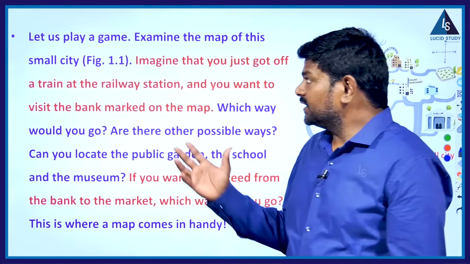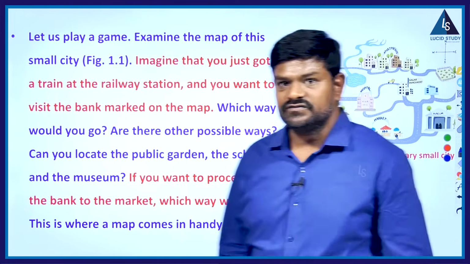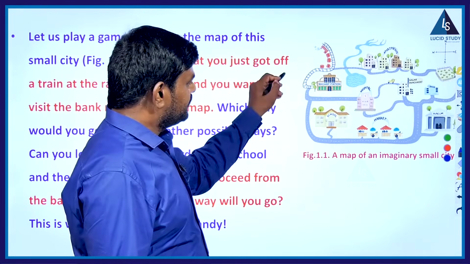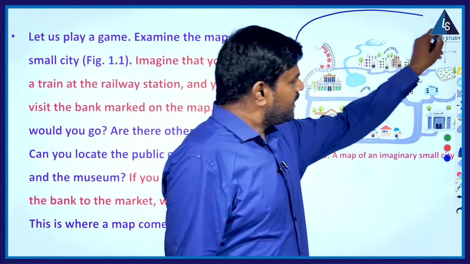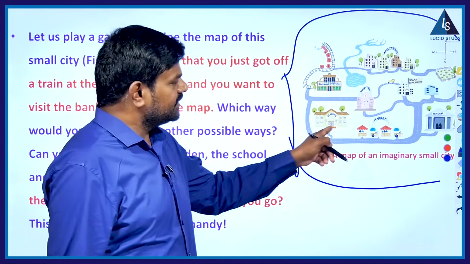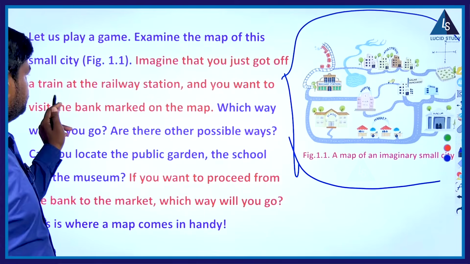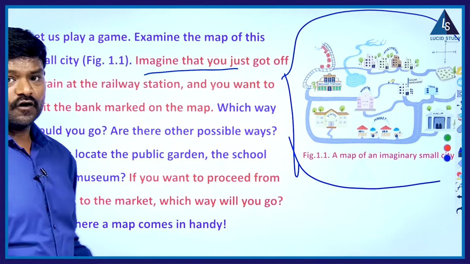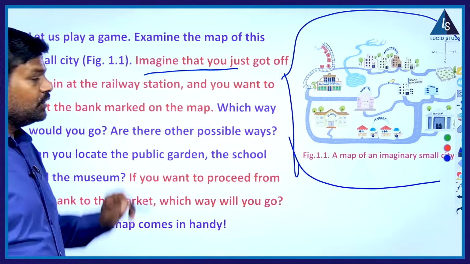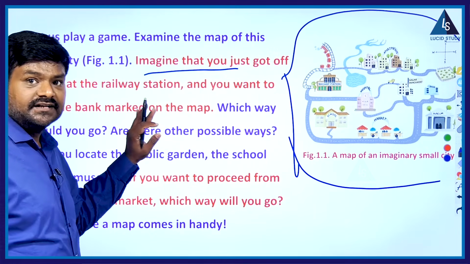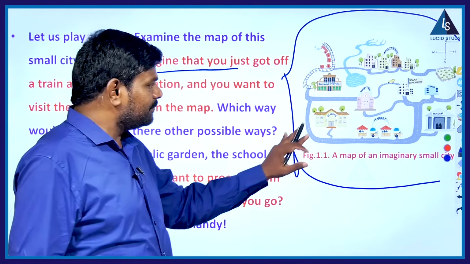Okay, here you can clearly see the map of a small city. This is Figure 1.1. This is the map of a small city. You can clearly see it in the picture. Now imagine that you just got off a train at the railway station. Now let us understand the details of the map.